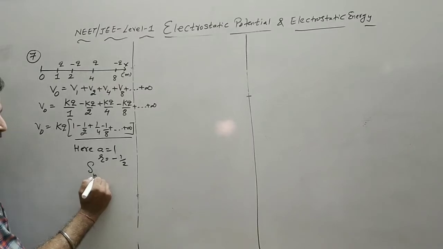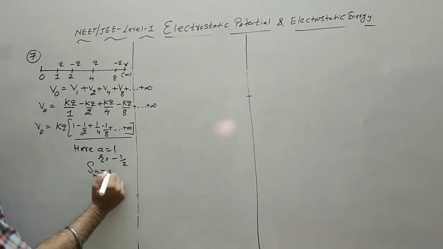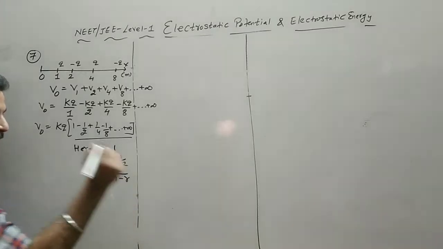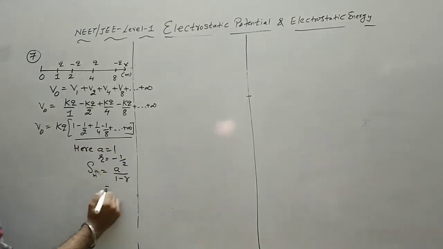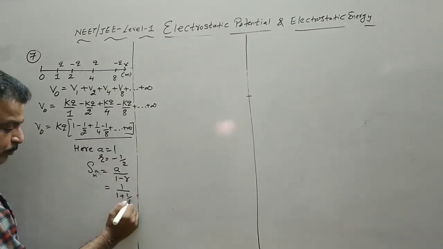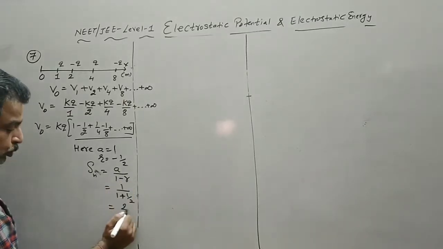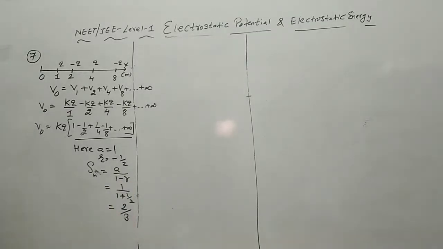So the sum of this will be equal to A upon 1 minus R. So this will be equal to 1 upon 1 minus of minus half. So it becomes plus. So this becomes 1 upon 3 by 2. So that is 2 by 3.